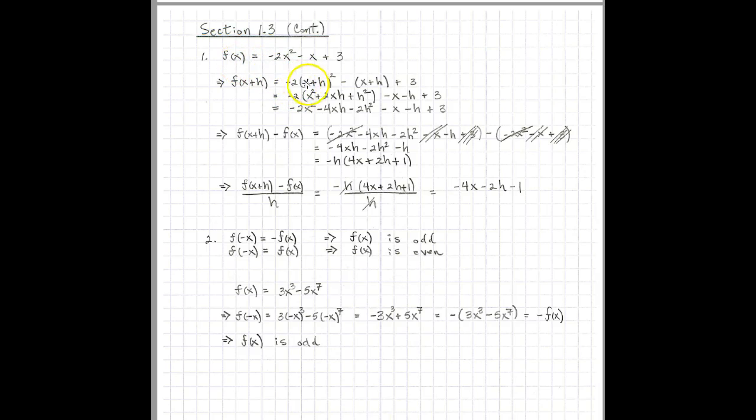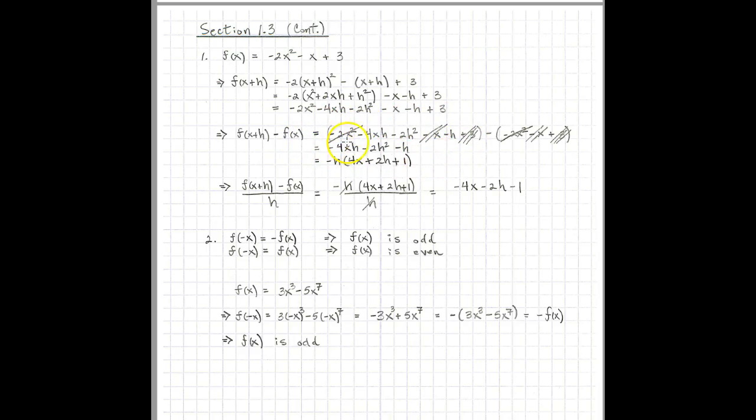So that means I have minus 2 times the quantity x plus h squared, minus the quantity x plus h, plus 3. The only thing maybe slightly complicated is to FOIL this quantity x plus h squared, x plus h times x plus h. When you do that, you get x squared plus 2xh plus h squared. Then I just have to do some basic simple algebra and simplify. This is what I get for f of x plus h: minus 2x squared minus 4xh minus 2h squared. When I distribute the minus 2 through here, and distribute the minus 1 through here, I get minus x minus h plus 3.